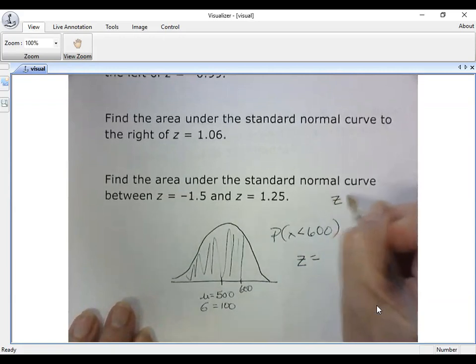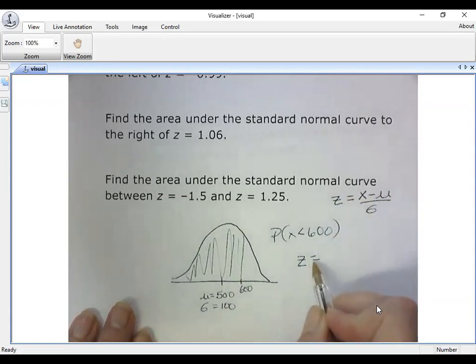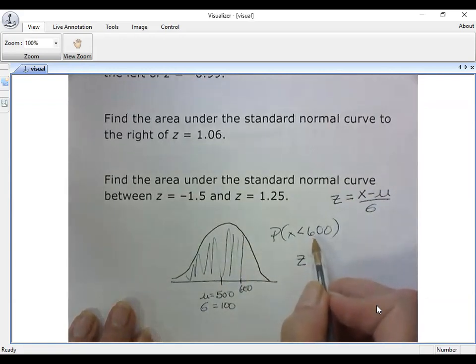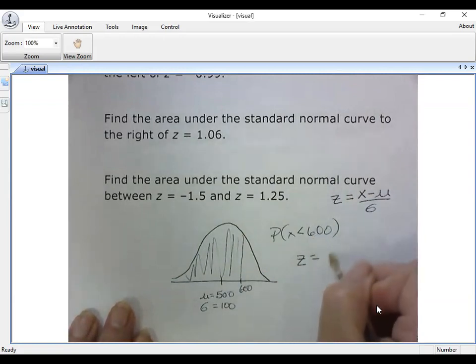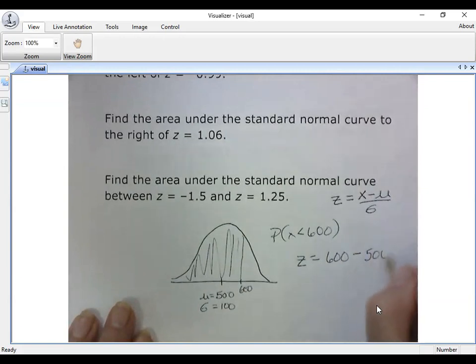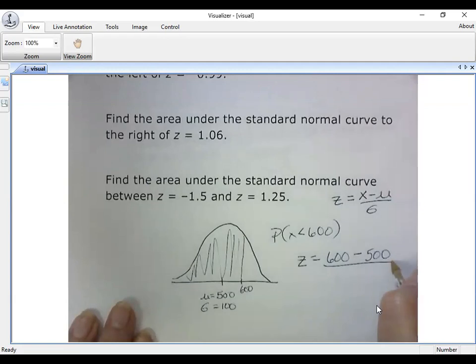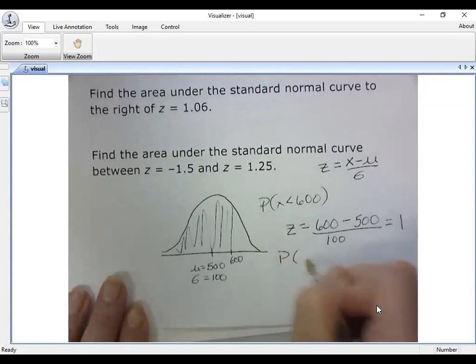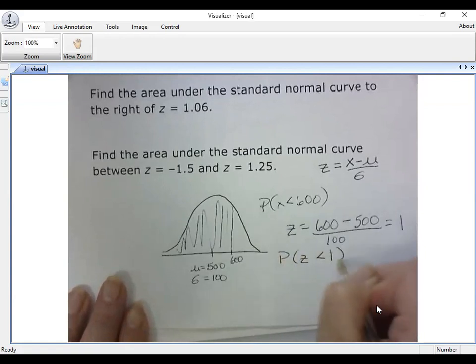Remember the formula is Z equals X minus mu over the standard deviation. So what do I put in for my X value? Where is the value that I want all my X's to be less than? 600. So X is 600 minus, what's the mean? 500. And then I'm supposed to divide that by what? 100. That's my standard deviation. Well, how much is 600 minus 500? 100. And 100 divided by 100 is 1. So what I'm trying to find would be the probability that Z is less than 1.